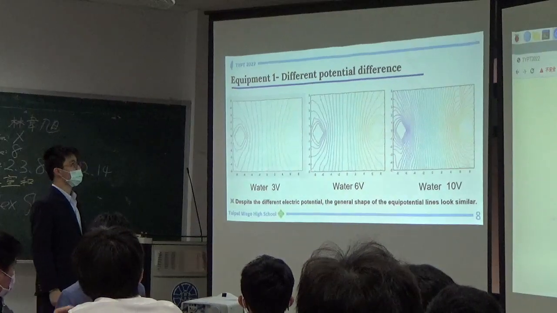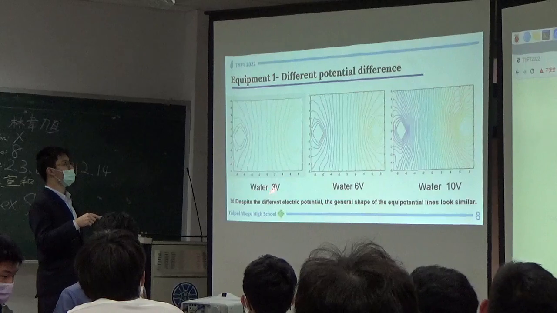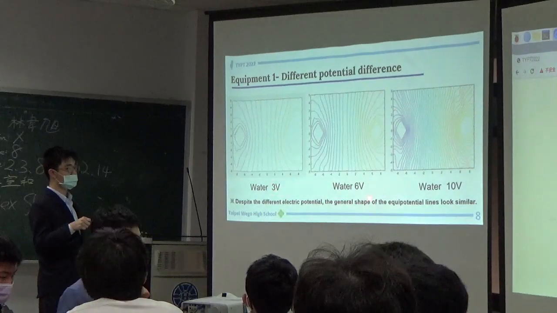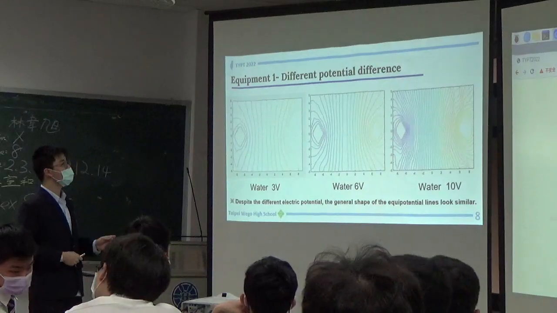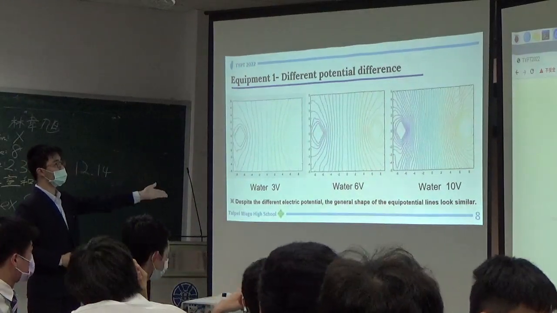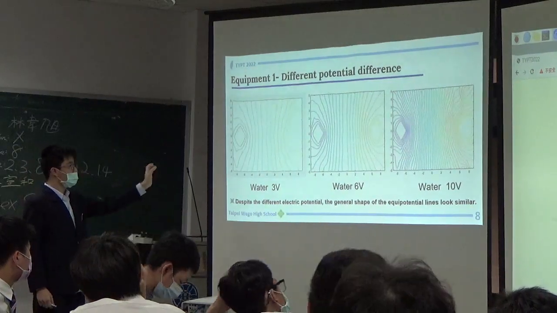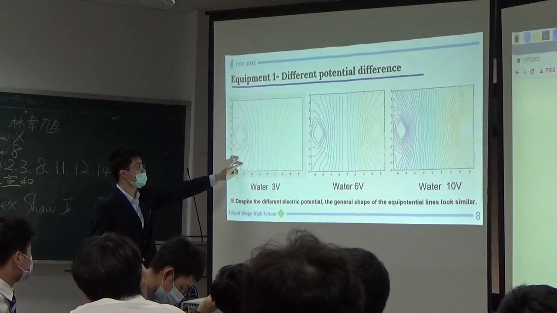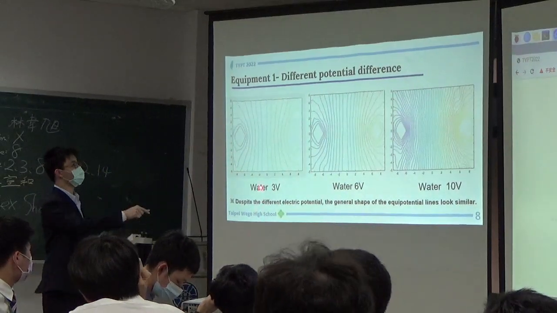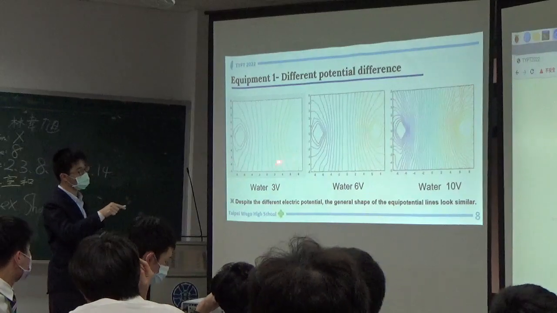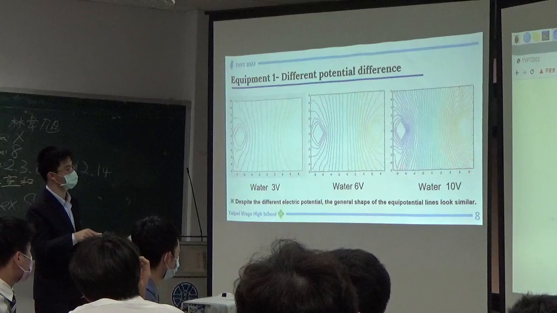So other than some slight deviations, using pure water at different electric potentials, which is 3 volts, 6 volts, and 10 volts, the shape of the equipotential lines are really similar. The reason why the lines are looser at the 3 volt side and denser at the 10 volt side is that the electric potential difference between each line shown here is 0.2 volts. So they will have 15 lines here, and then they will have 50 lines here.